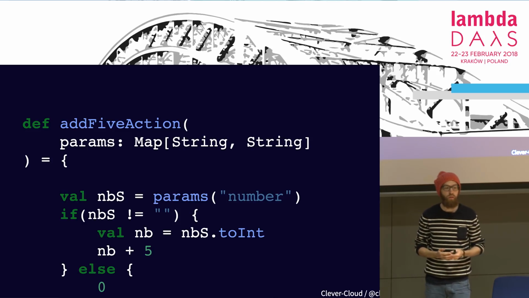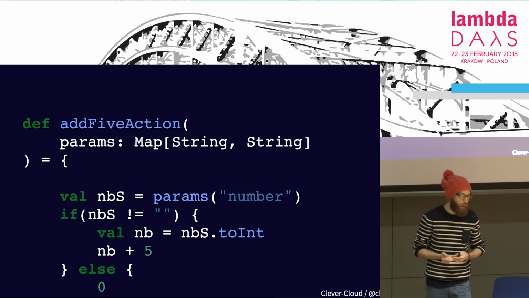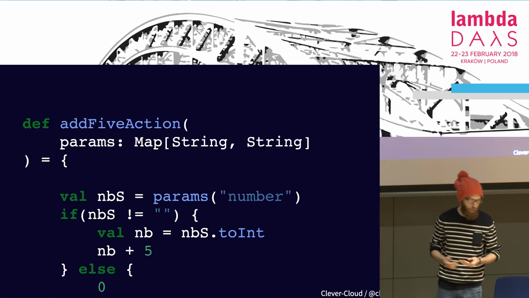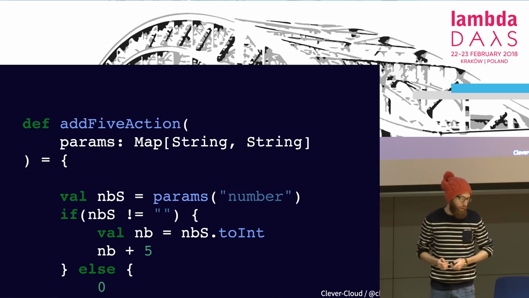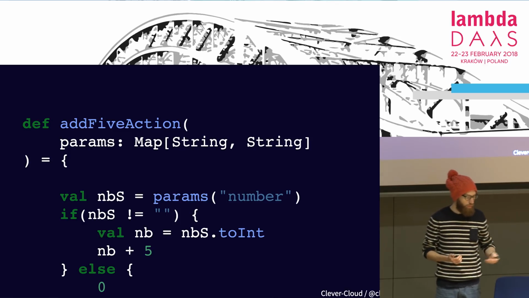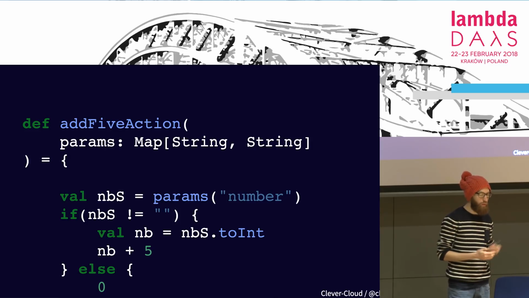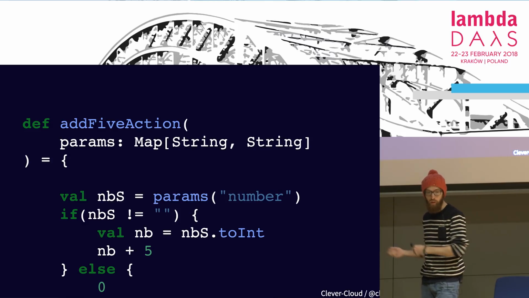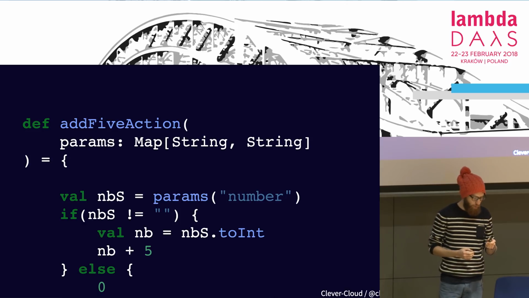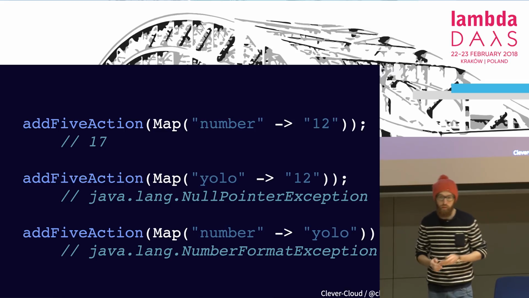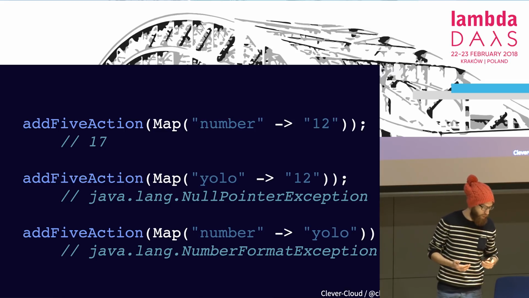So I have an action in my controller, and I get a map string of query parameters. It's HTTP, so everything is a string. So it's simple. I start to get the parameter called number. If it's not an empty string, I try to parse it into an int. And with that int, I can return this number with 5. So should work, right? If I give it a string that represents an int, then it works.